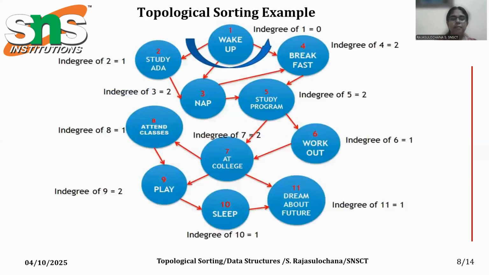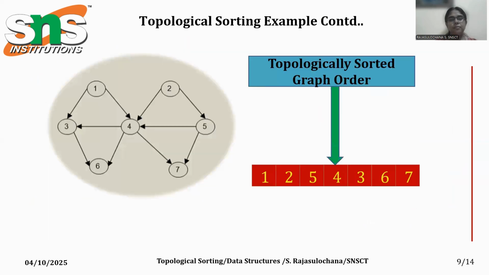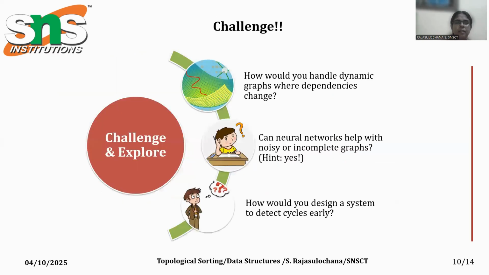So this is an example of topological ordering for a graph. Now look at this example. For this graph, the topological order is 1, 2, 5, 4, 3, 6, and 7. This is one order for this particular graph. Likewise, you can have more than one topological order for a given graph.